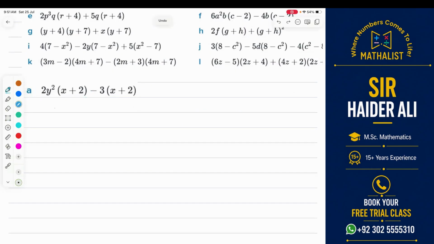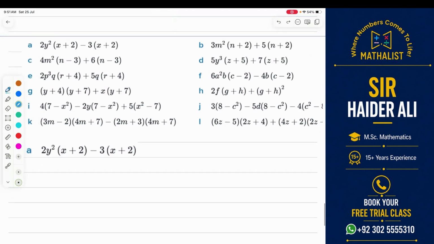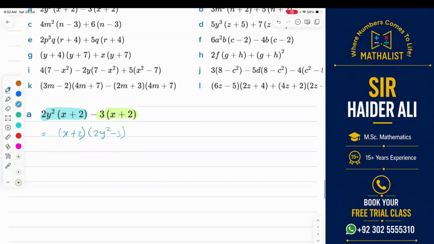Now 2y square multiply inside 2xy square, 2 to the 4, 4y square minus 3x minus 6. First of all, I open the brackets. Oh, no, no. I think don't open the bracket, because if you observe, x plus 2 and x plus 2 are already similar. So you can take x plus 2 common and inside you have this one. It's my factorization. Okay.